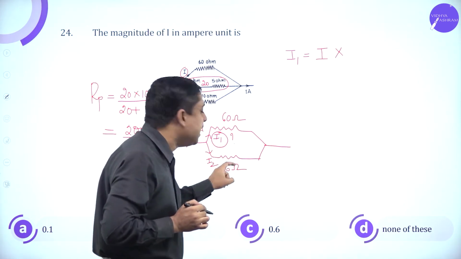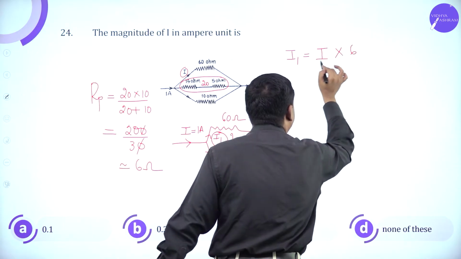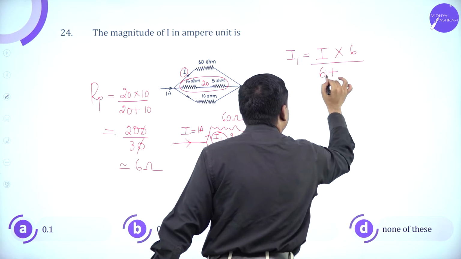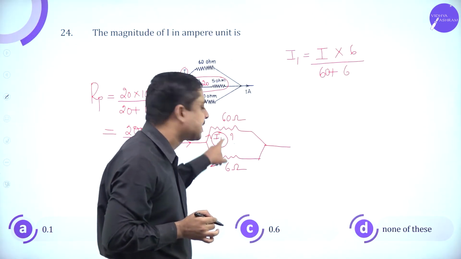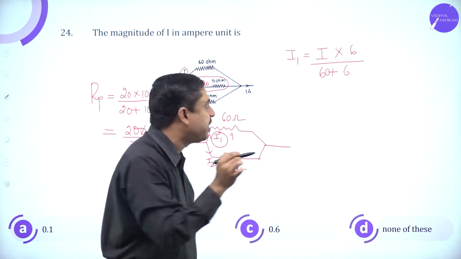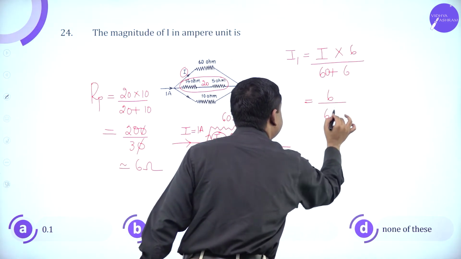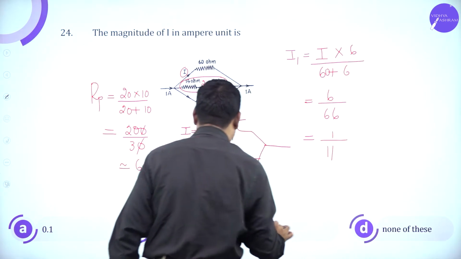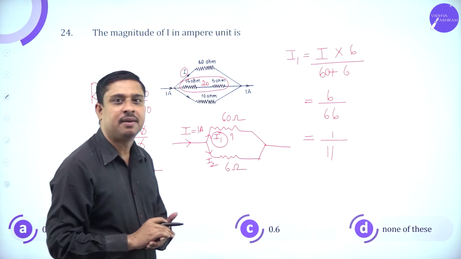Main current into resistance of the other branch divided by the sum of the resistances. 60 plus 6. Now, main current is 1. So this is 6 divided by 66. This is 1 by 11, which is nearly 0.1 ampere.